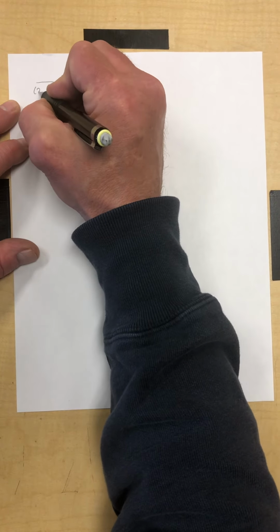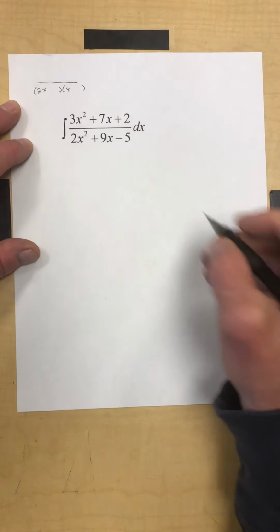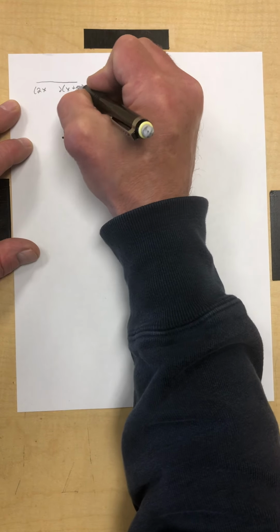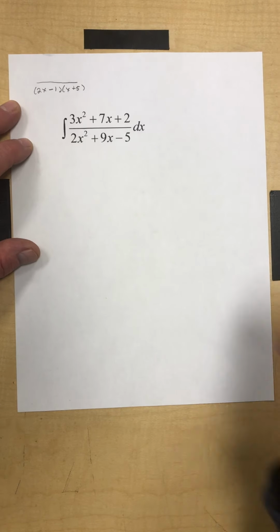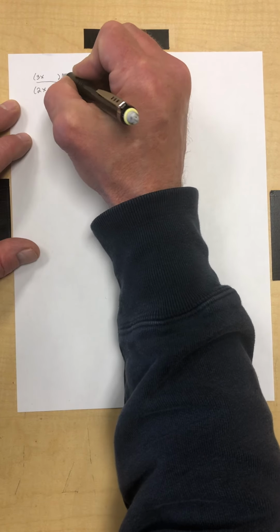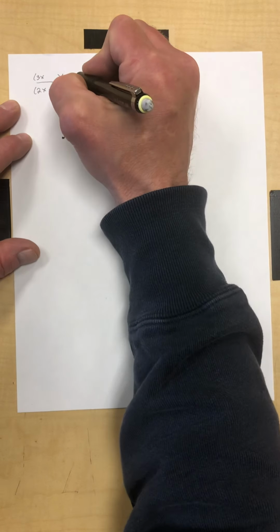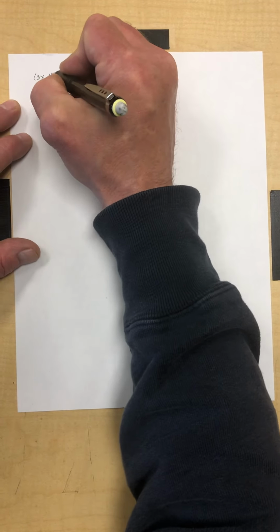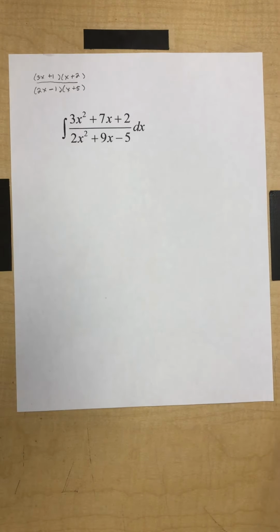Down below, I've got a 2x and an x, and that would have to be plus 5 here and minus 1 there. Okay, good, that'll give us a 9x. And then up above, 3x and an x, that would have to be a plus 2 here and a plus 1 there. And obviously there are no binomial factors that are common, so we can't factor those out and reduce it down. So we're stuck with what we got.